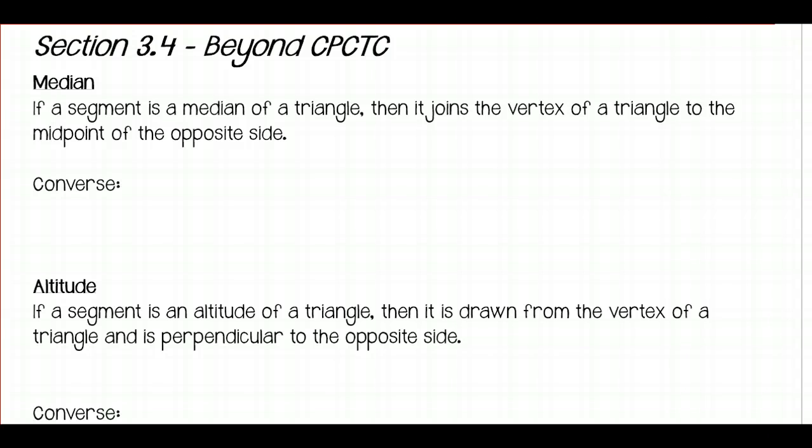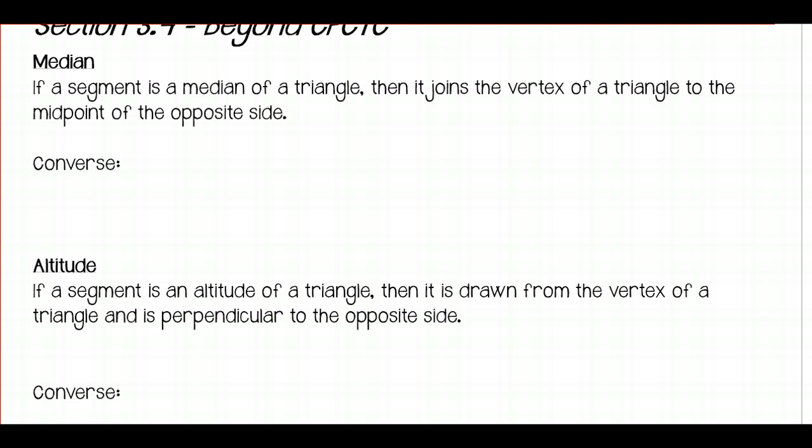So in this section, we're going to take one more step after getting corresponding parts congruent. First we proved triangles congruent, and then once we had the triangles congruent, we knew the corresponding parts were congruent. And now we're going to use those corresponding parts to help us prove some other things. Before we get to that, we need to talk about a couple of new concepts.